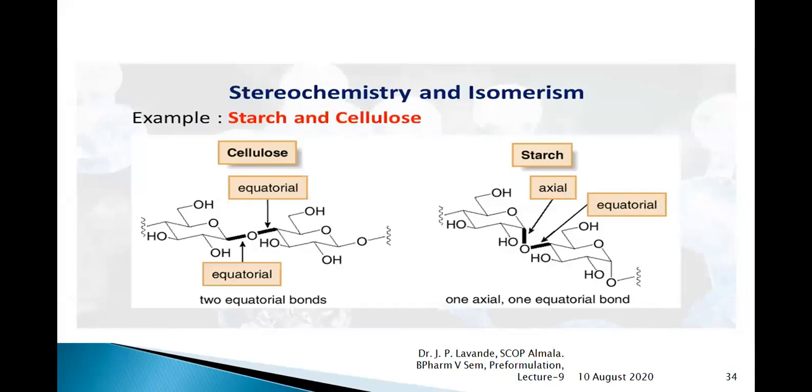So we have the example of starch and cellulose. Here there is cellulose, here there is starch. In the case of cellulose, you can see there are two equatorial bonds, one on the left side, another on the right side. In the case of starch, one is axial and one is equatorial. The equatorial ones are horizontal, and the vertical one is said to be the axial one. So this is the cellulose structure and this is the starch structure. Here two equatorial bonds are there, 1, 2. Here one axial and one equatorial bond is there.